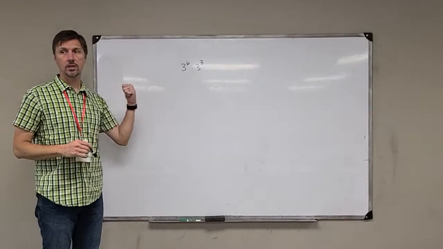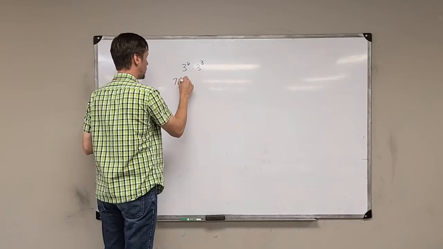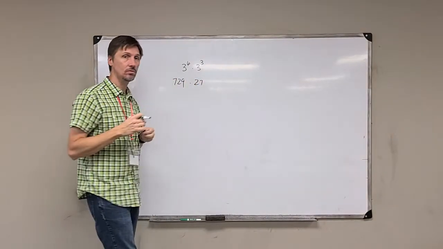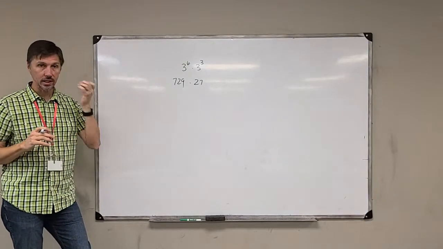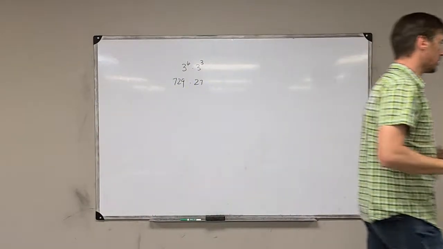What did y'all get for 3 to the 6th? 729. So I could get my answer from this by doing 3 to the 6th, which is 729, and then multiplying that times 27, which is 3 to the 3rd, right? Whatever I get when I punch that in, somebody do that math for me. Get my calculator so I can check it.